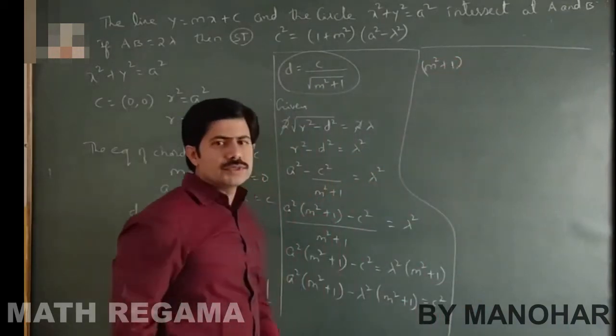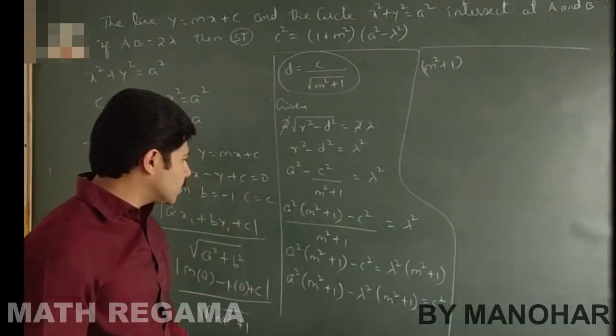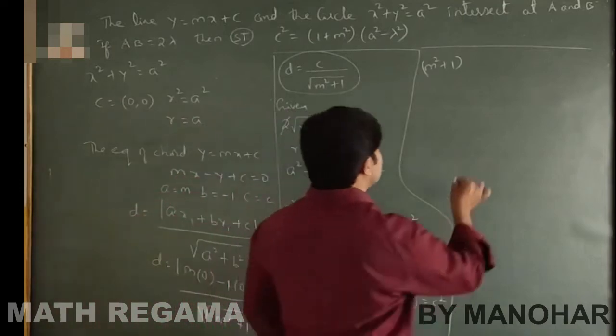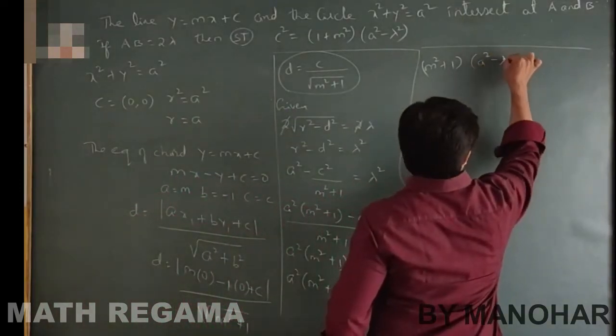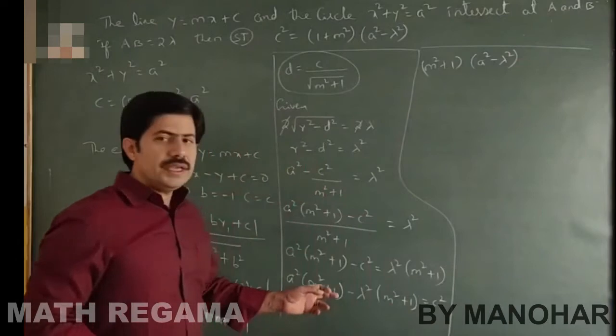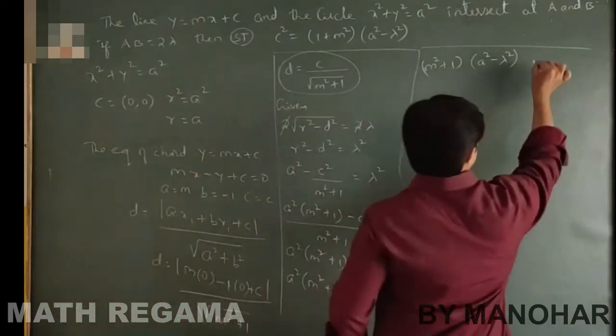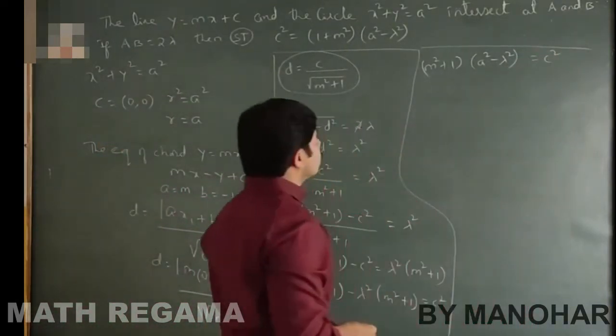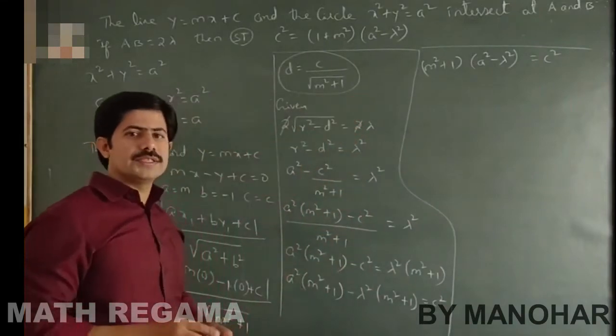We can take m square plus 1 common. If we take m square plus 1 common, we get a square minus lambda square. A square minus lambda square is equal to c square. So it is proved.